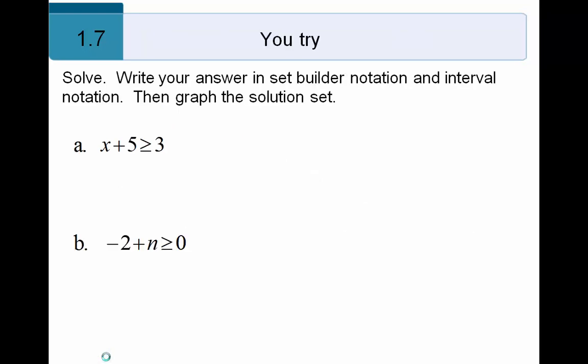Okay, the remaining examples on this PowerPoint are the Try-Its. You can, as in the past, do those yourself and then use the document found in Canvas under Modules in Unit 1 to check your answers. Or you can simply begin the homework.